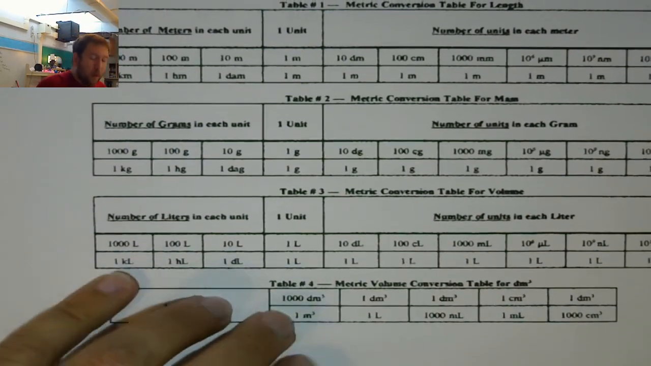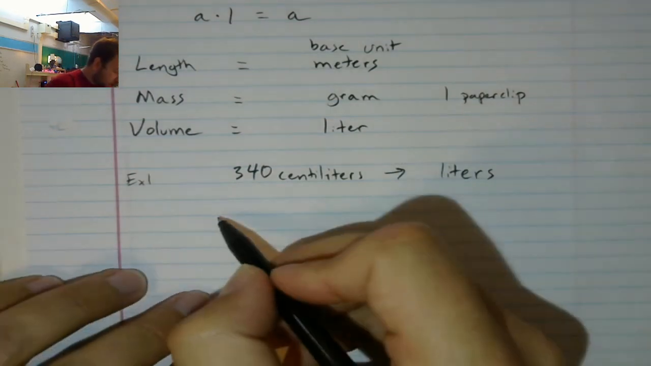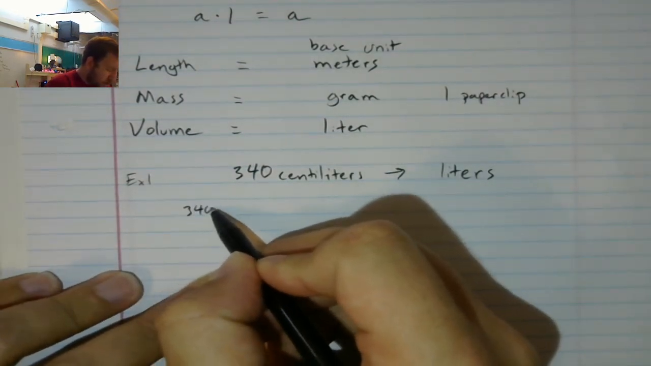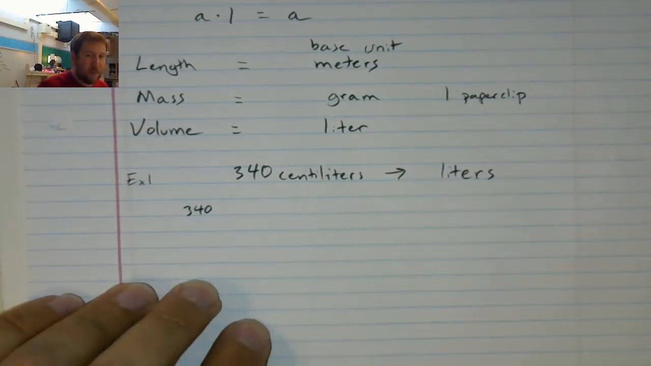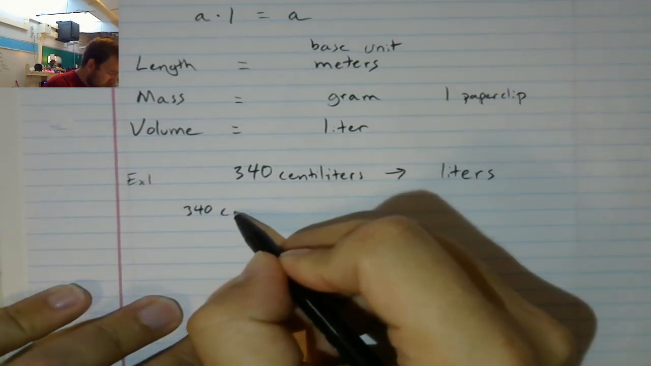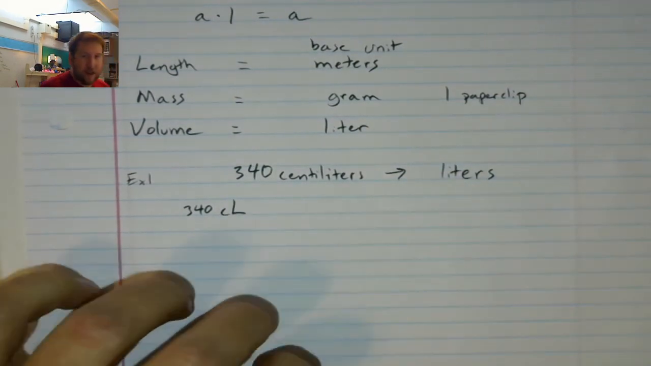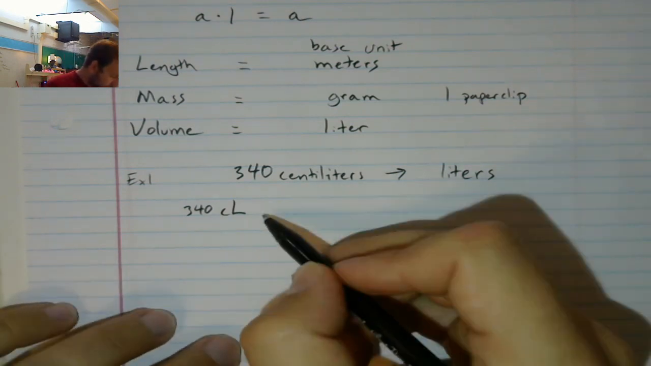Okay, so what I'm going to do is write this in a very specific way. I'm going to write 340, and this is the way that I want you to write it on your homework. So there's going to be a lot of these big things. You'll see in a second. 340 centiliters. I can even write it how they wrote it: a little c with a big L, centiliters.